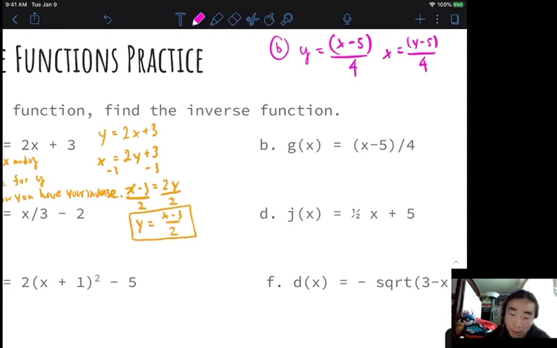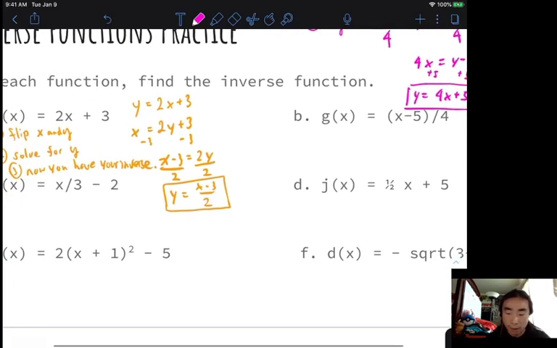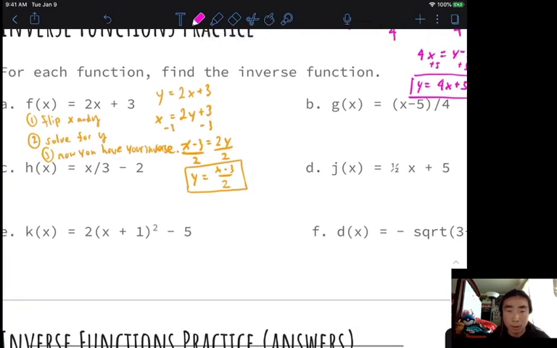So now we multiply things by 4. Now we have 4x equals y minus 5. And then we add 5 to both sides. So then y equals 4x plus 5. Okay. I'll leave these other two for you to practice. Maybe you want to do a harder one, and then I'll work through this one.